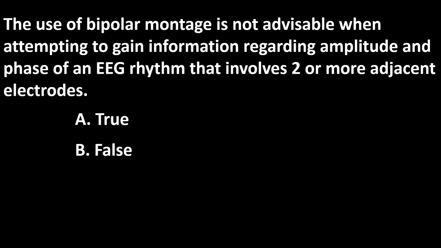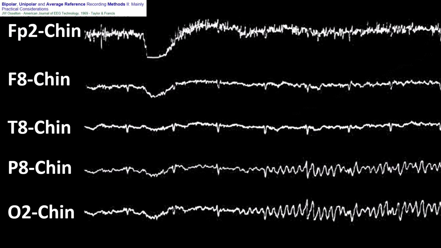Next question. The use of bipolar montage is not advisable when attempting to gain information regarding amplitude and phase of an EEG rhythm that involves two or more adjacent electrodes. A true, B false. An example of an EEG activity that involves two or more adjacent electrodes is alpha rhythm.